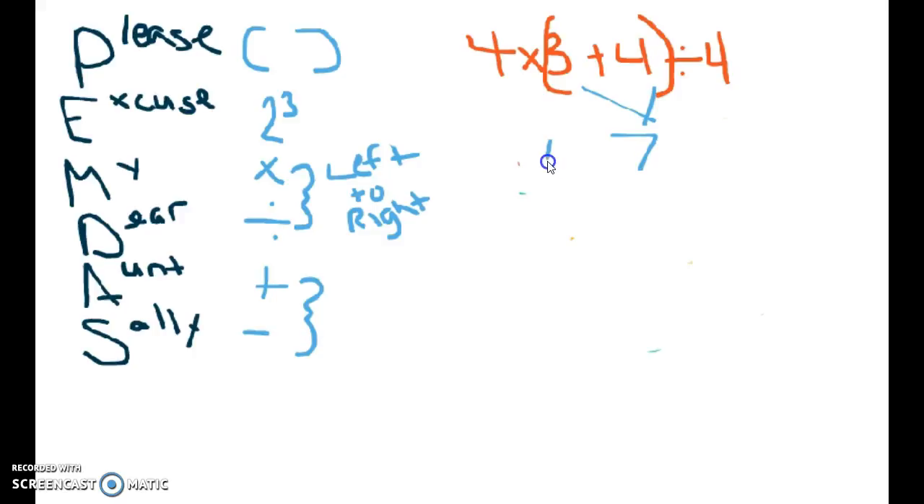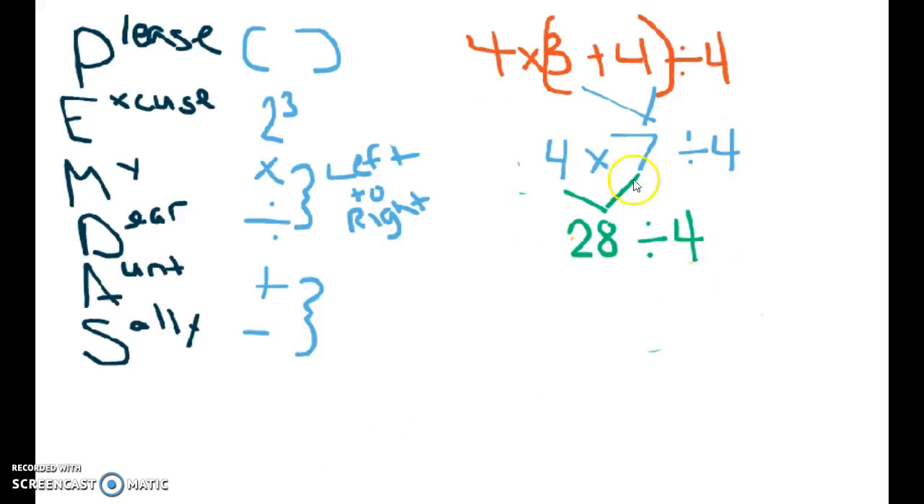I have to rewrite all of this so I know that I have it. 4 times 7 divided by 4. Alright, do I have any exponents? No, so I'm going to go on. I need to do multiplication or division. So remember, I need to do it left to right. So I'm going to come over here and do these ones first. So I need to do 4 times 7. Okay, and we know that 4 times 7 is going to be 28. So then I'm going to do 28 divided by 4.